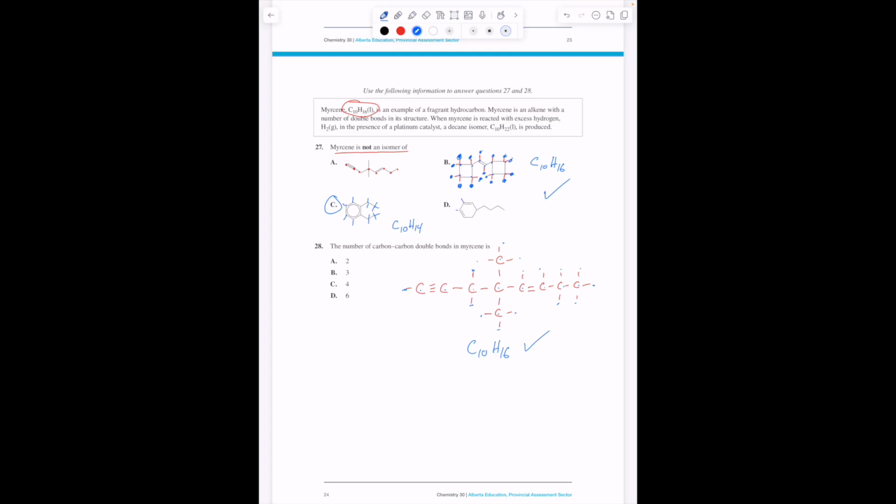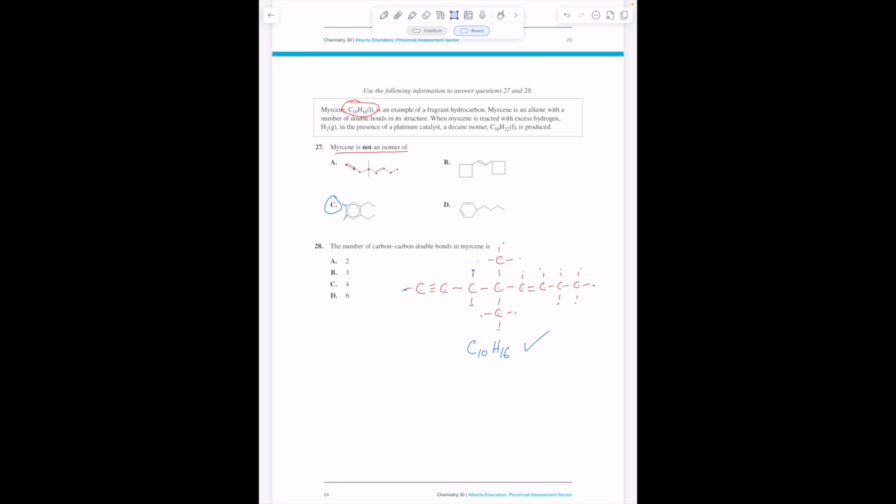1 has to stick out of there. 1, 2, 3, 4, 5, 6, 7, 8, 9, 10, 11, 12, 13, 14, 15, 16. So that's an isomer. It's got to be C.